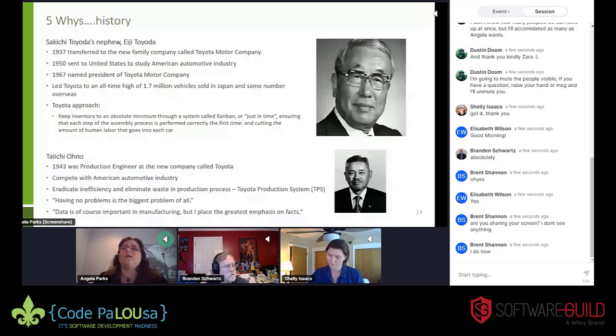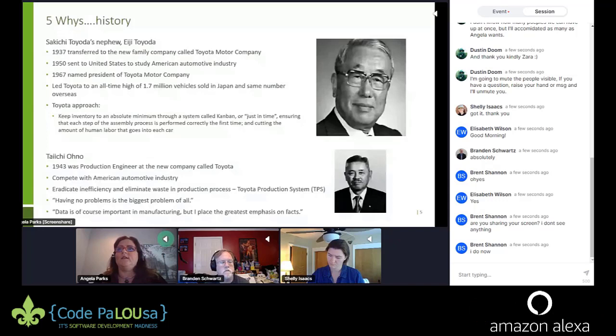And so his approach, or Toyota's approach that he led, was keeping inventory an absolute minimum through a system called Kanban, or just in time, and ensuring that each step of the assembly process is performed correctly the first time, which you can kind of lean into and think about how Eiji would have continued to use his uncle's 5 whys technique to inspect problems.